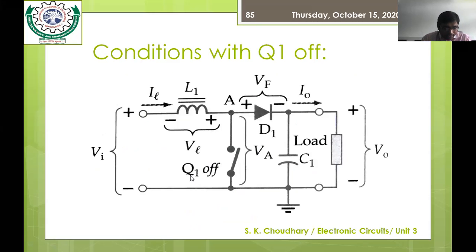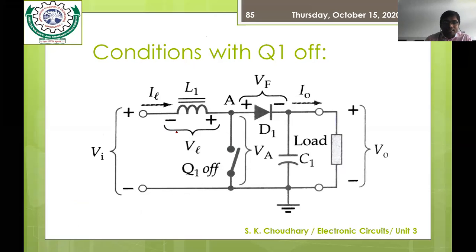Now come to the second condition. What happens when Q1 is off? When Q1 is off, at that moment VL reverses its polarity.